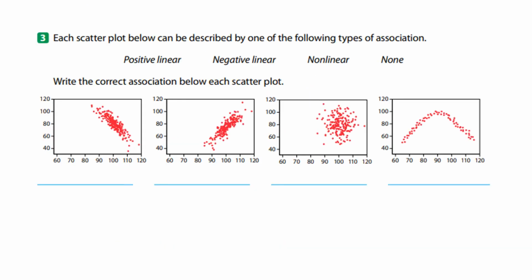On the next page, we have problem number 3. Each scatter plot below can be described by one of the following types of association. So for each type, we're going to start with this first one. Our graph is going in a downward trend. Downward would be negative, and they are all clustered around those sets of points, those lines. And so that would be a negative linear association.